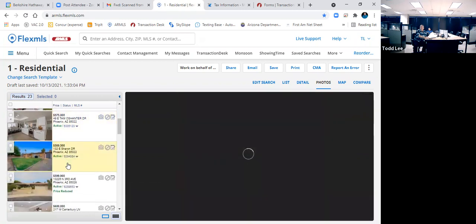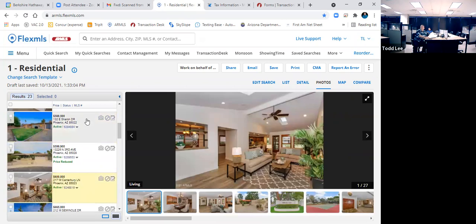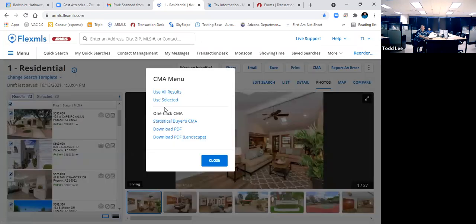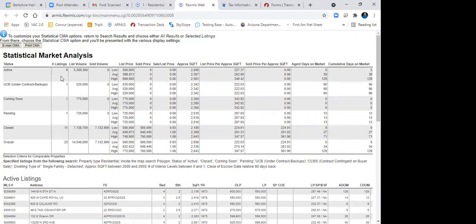Yeah. 589, 599, 600. So, okay, I'm just going to go ahead and click all of them right now. And we're going to go over here and I'm going to do a CMA. I'm going to click CMA, and I'm going to use all results, but I want to go to statistical buyer CMA. And it just pops open a new window. And this right here. Todd, what's a good number to do a CMA? Is there a minimum number, 6 or 8?